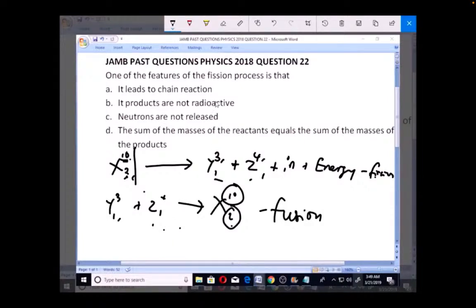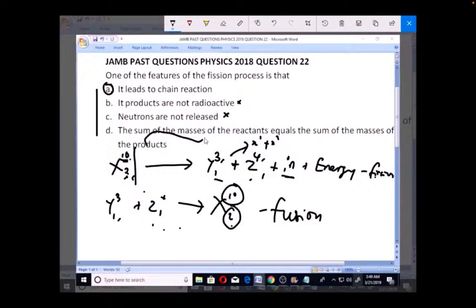Now, let's look at this question again. One of the features of fission reaction is that A, it leads to chain reaction. Most radioactivity reactions lead to chain reaction. So this is a correct option for now until we check all these. B, its products are not radioactive. That is not true. Some of the products of radioactivity can also disintegrate more to form even smaller ones. So the products can be radioactive. So this is not true. C, neutrons are not released. Neutrons are actually released. So this cannot be true.